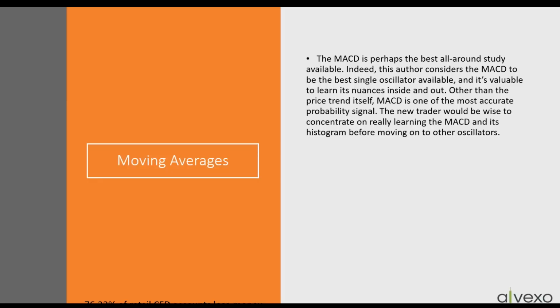So the MACD is perhaps the best all-around study available. Indeed, this author considers the MACD to be the best signal oscillator available, and it's worth learning its nuances inside and out. Other than the price trend itself, MACD is one of the most accurate probability, not profitability, probability signals. The new trader would be wise to concentrate on really learning the MACD and its histogram before moving on to other oscillators.